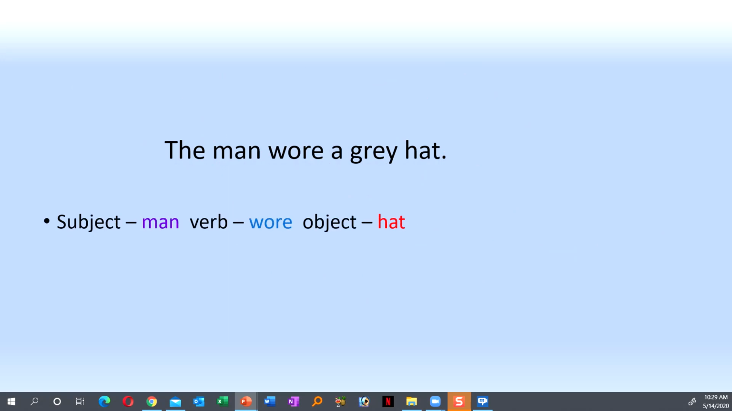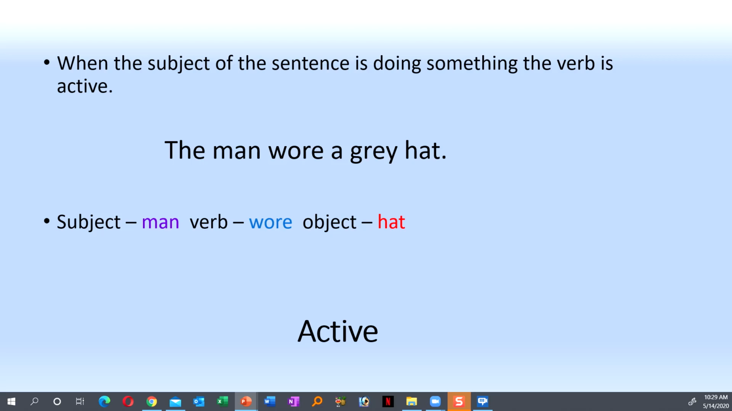Active, right? So the subject is man and the verb is wore. So this is an active sentence. When the subject of the sentence is doing something, the verb is active.